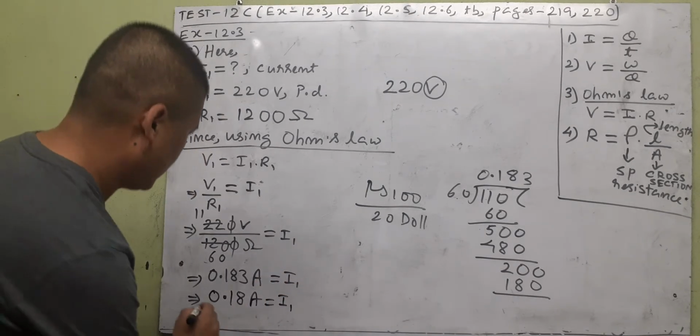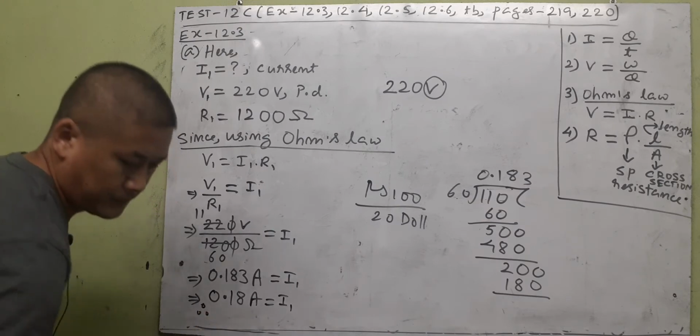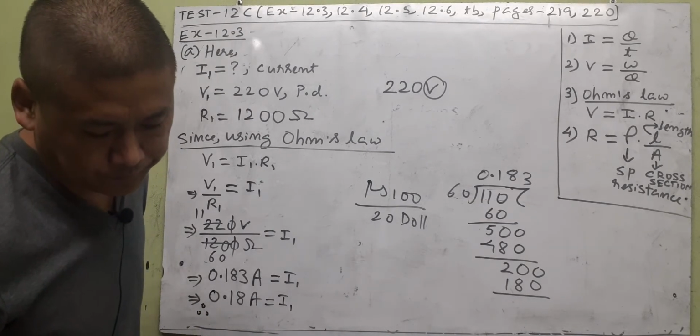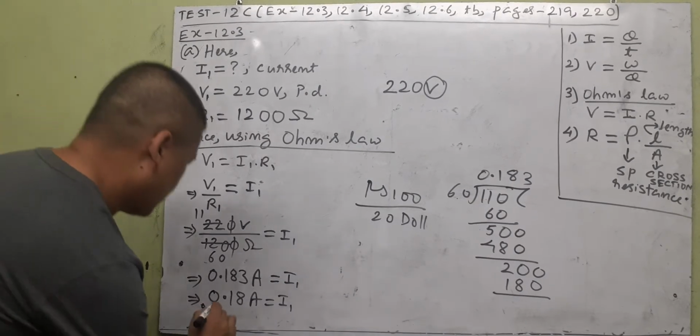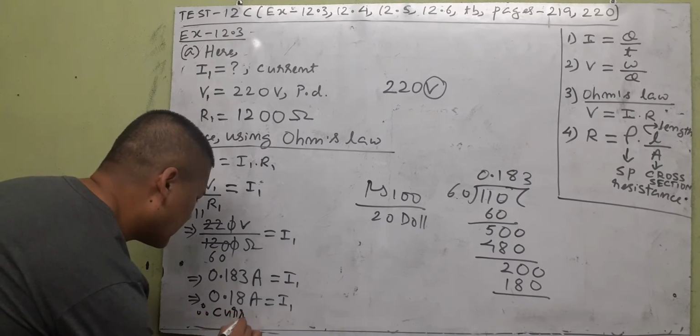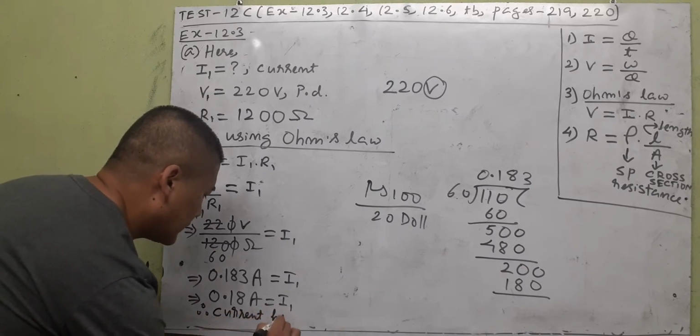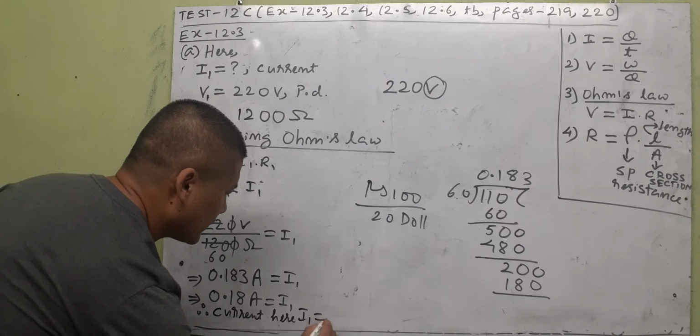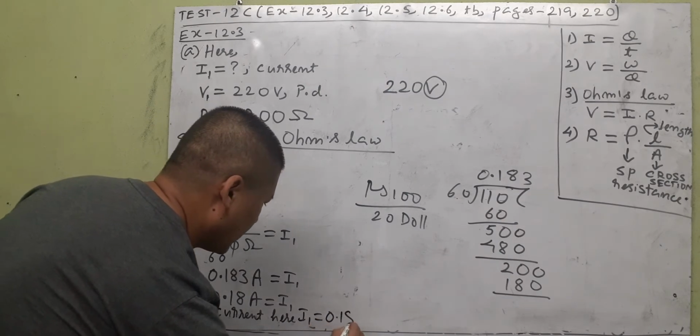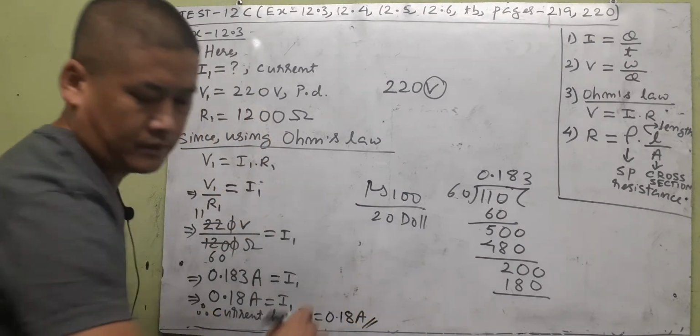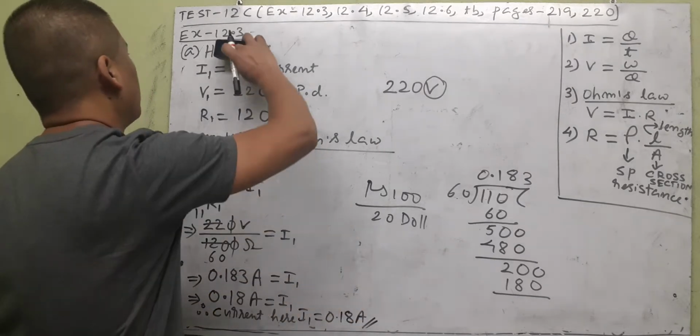So we'll write our answer. Therefore, current here, you can write it your own way, I1 is equal to 0.18 amperes. First answer. And let's go to B.